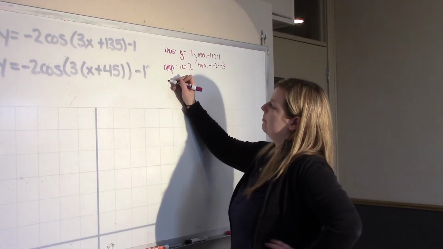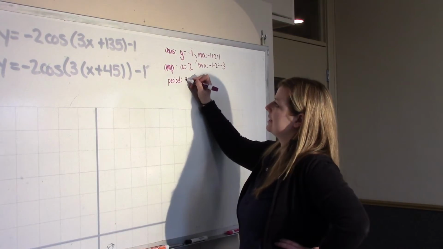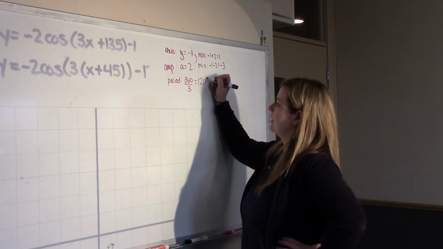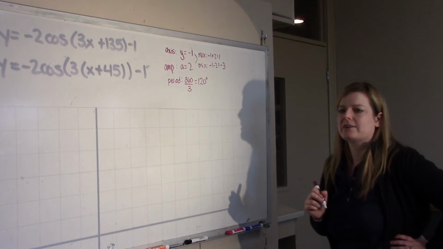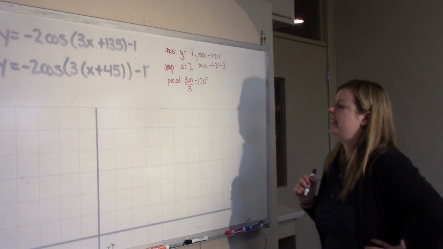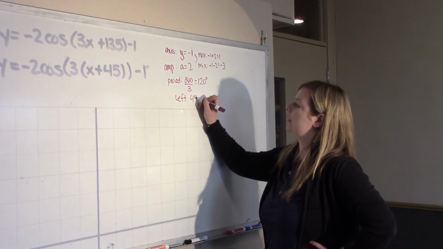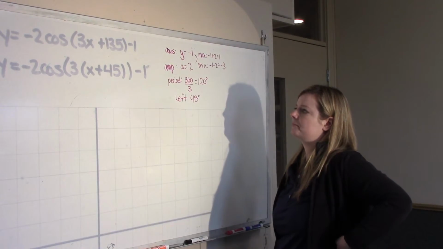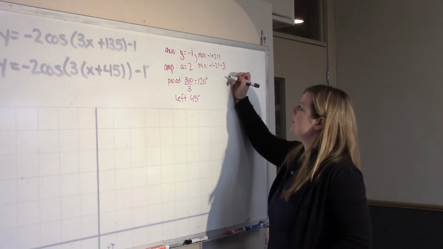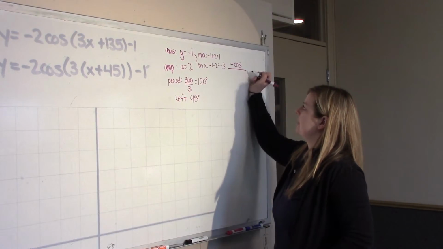Okay? Our period is 360 divided by 3, which is 120 degrees. So an entire cycle happens at 120 degrees. Then we're going left 45 degrees. Also notice that we have a negative a value, so it's a negative cosine function. You got to think of that.